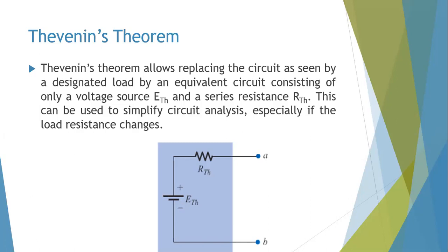This is how Thevenin's theorem works. If you wanted to study the equivalent circuit at a given terminal, you have to take out the component you have across A and B, and then you put it back later. We'll see how it works. So Thevenin's theorem allows replacing a circuit as seen by a designated load by an equivalent circuit consisting of only one voltage source called ETH and a series resistance RTH. This can be used to simplify circuit analysis, especially if the load resistance changes. I will explain what that means. What is load resistance change?